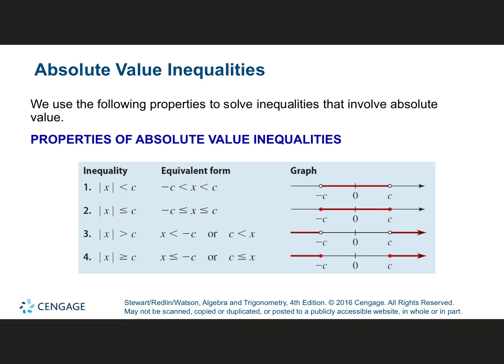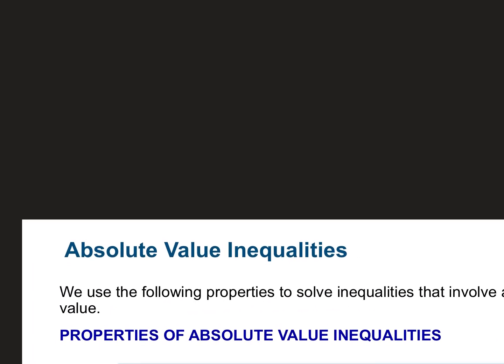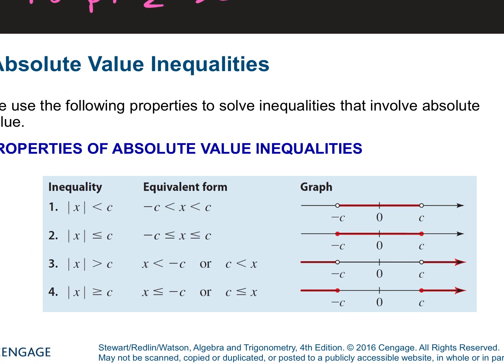So 1.8 part 1 was absolute value equations. 1.8 part 2 is absolute value inequalities. So we're going to have the greater than, less than signs. Just like when we had inequalities on the last test, we have the same rules here.